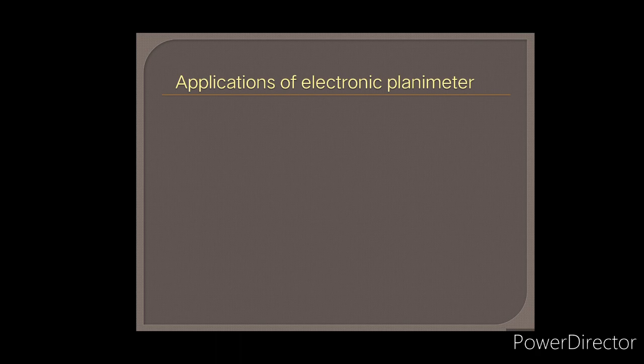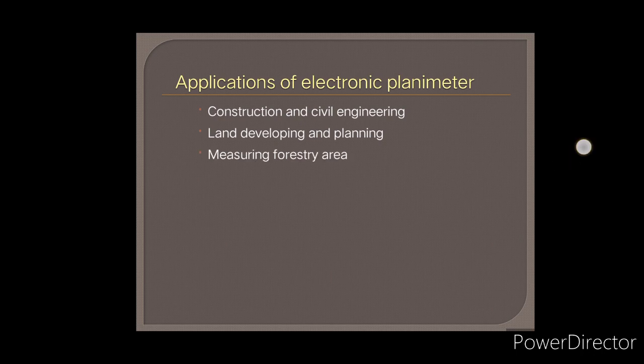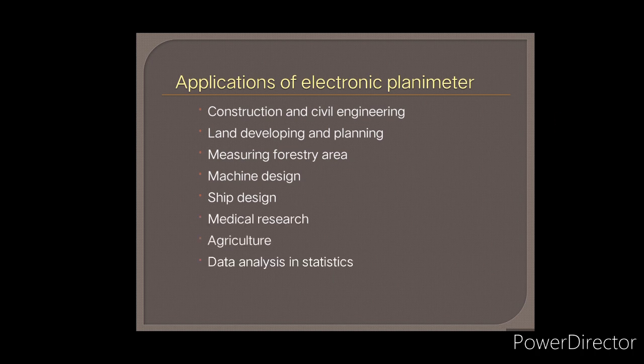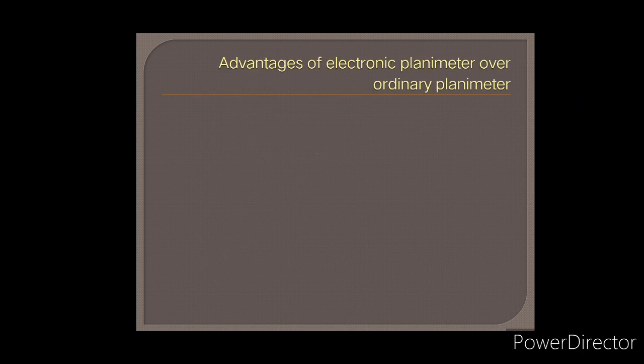Coming to the applications of the electronic planimeter, we will be using it in the field of construction and civil engineering, land development and planning, measuring the forestry area from maps only. Next, machine design, ship design, medical research, agriculture, and data analysis and statistics. Generally statistics is nothing but growth rate. We will be going to calculate the growth rate.